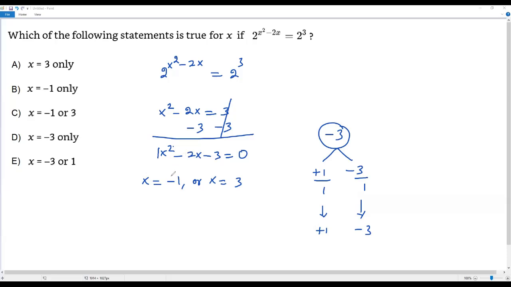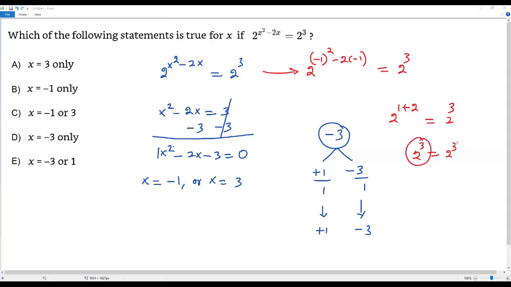First, I have to plug in x equals negative 1 into the given equation. If this equation is satisfied by the value negative 1, we can accept this value for x. Let me do it. 2 to the power negative 1 the whole squared minus 2 times negative 1 equals 2 to the third power. Let me continue. 2 to the power, the evaluation of negative 1 the whole squared is just 1. Negative times negative will become positive. 2 times 1 is 2, so 1 plus 2 equals 3. Finally I'm getting 2 to the third power equals 2 to the third power.